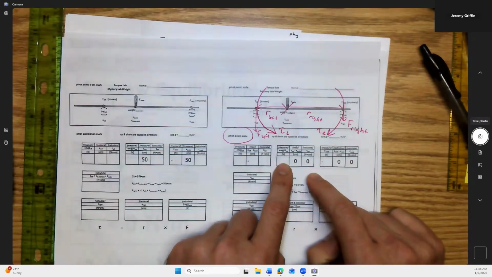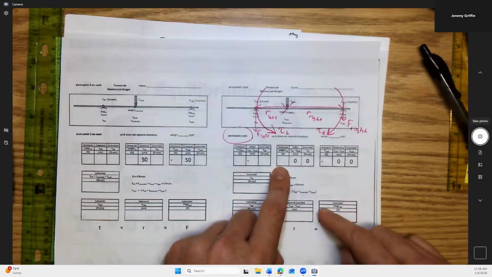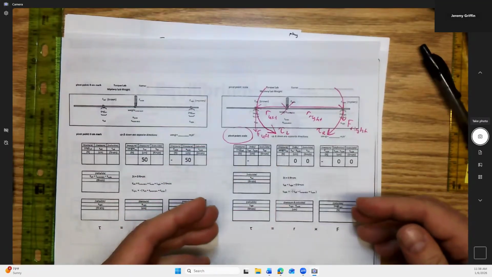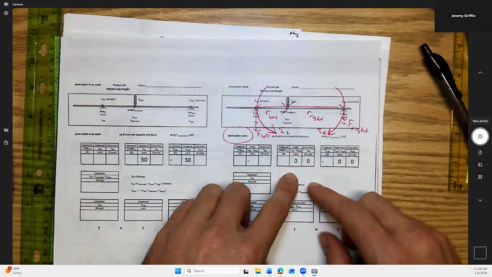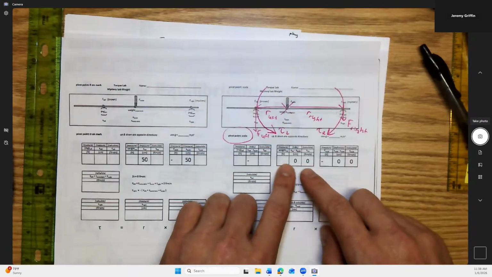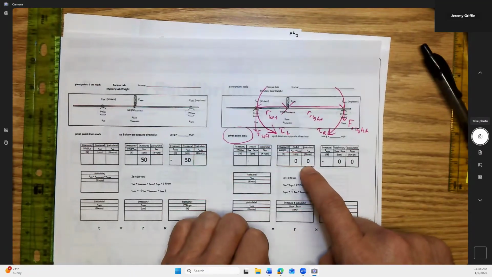So the spring scale can read anything. In fact, you know what it has to read. It has to read the sum of all the weights, the weight of the meter stick and the 2 weights that hang, right? But it doesn't matter what the spring scale is because times 0, so it gives you 0 torque relative to that point. You guys get that? Right?